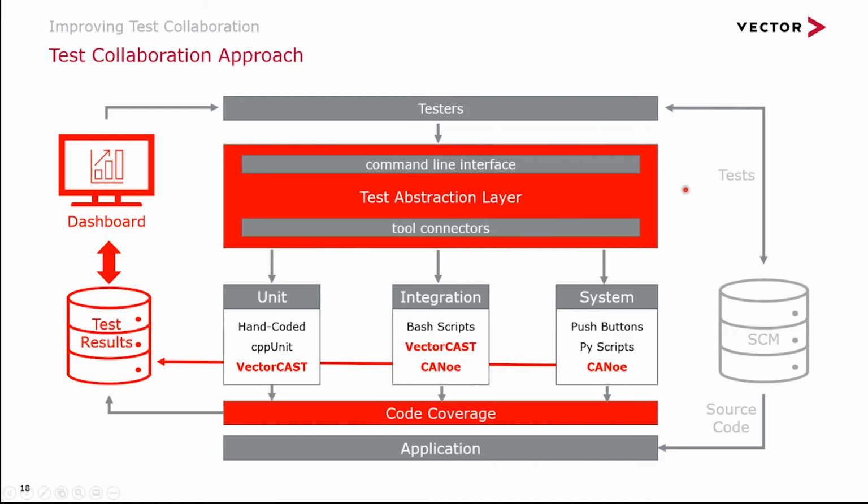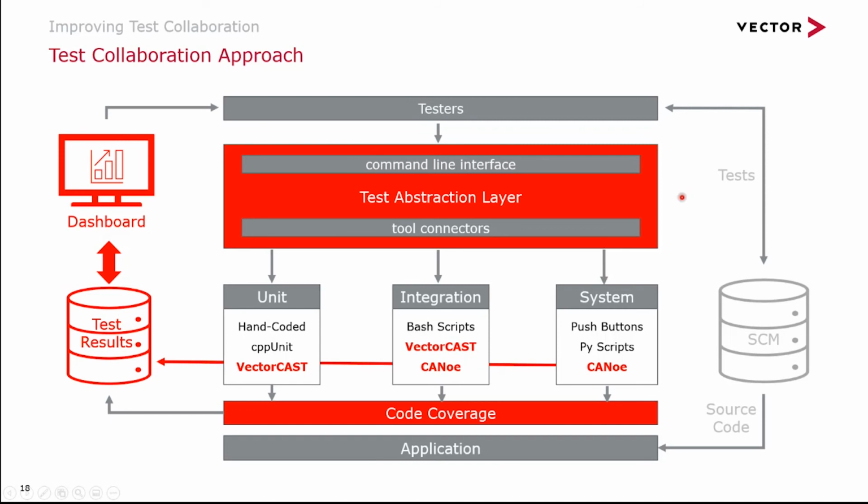And then the big thing is this test abstraction layer, as I call it. This is where we need a common command line interface for your testers to interact with the test environment. And then we need the very specific tool connectors to connect to whatever tool you're using for the lower level testing. So very important here, I'm not replacing any of your low level tools. Use whatever you'd like. If you're doing hand-coded unit testing, fine, continue doing that. If you're doing bash scripts for integration, continue. If you're doing push button system testing, maybe rethink that. Things need to be automated, right? And then let's flow that up into this abstraction layer.